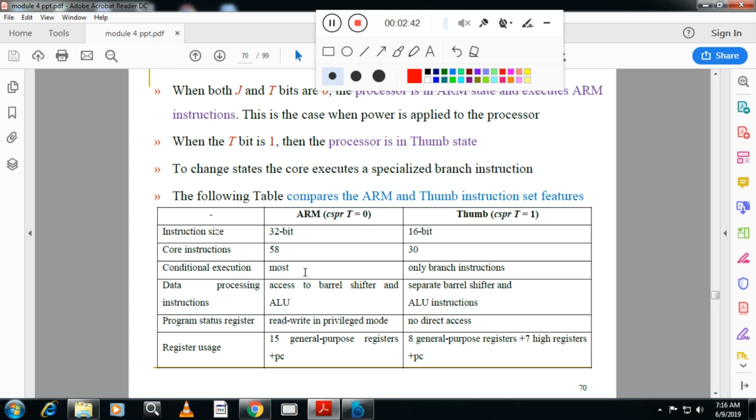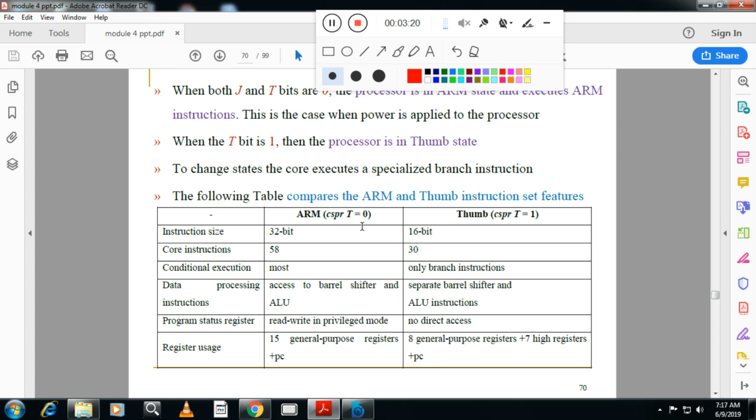Conditional execution: in ARM most of the instructions are conditionally executed, while here only branch instructions are conditionally executed. Data processing instructions: access to the barrel shifter and ALU, with separate barrel shifter and ALU instructions here. Program status register: read and write in privileged mode, but in Thumb mode there is no direct access. Please remember that. Register usage: 15 general purpose registers plus program counter, while here 8 general purpose registers plus 7 high registers plus program counter. So from the exam point of view, this is a very important question: the difference between ARM and Thumb instructions.